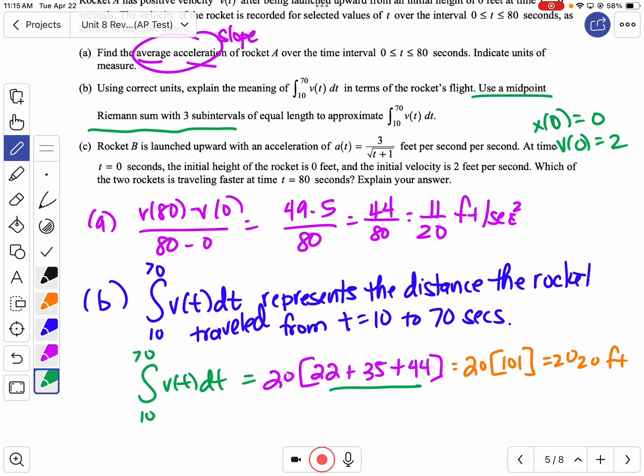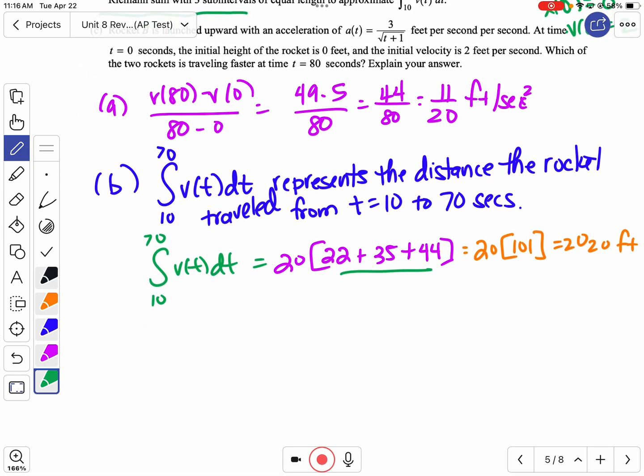All right, so let's think about that for just a second. Okay, which of them is traveling faster at 80 seconds? What are we going to need to look at? Velocity. The velocity. Okay, we need to know the velocity of rocket B. I know the velocity of rocket A. It's in my table. Okay, they told me the velocity of rocket A. Okay, so I really need to know the velocity of rocket B.